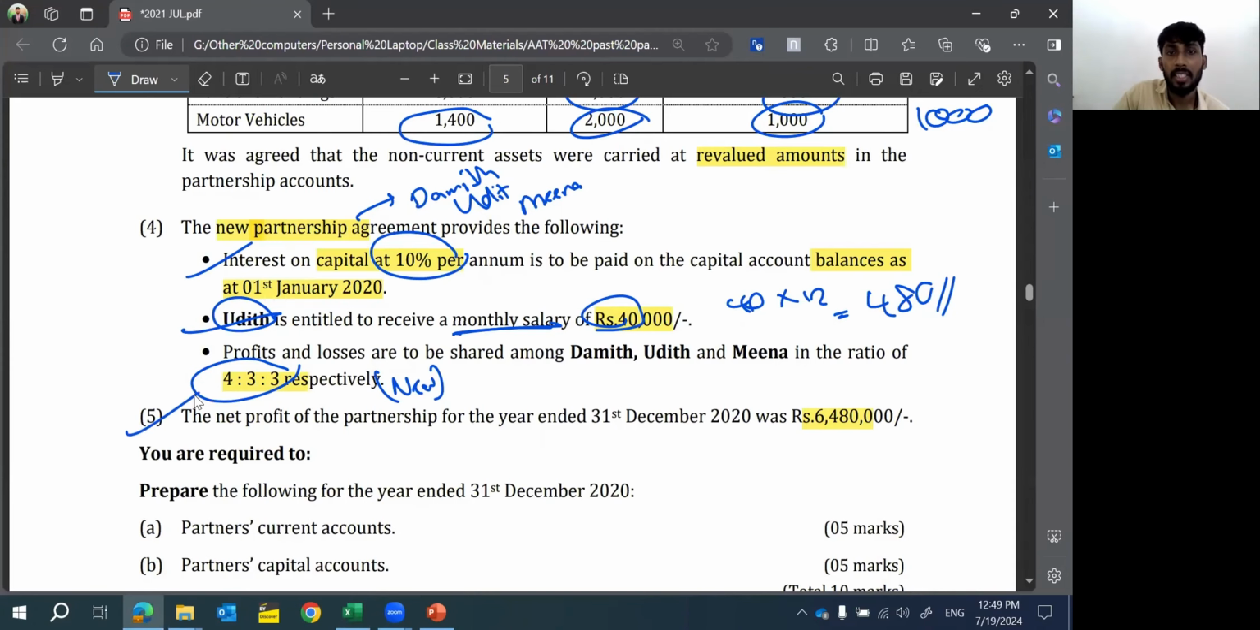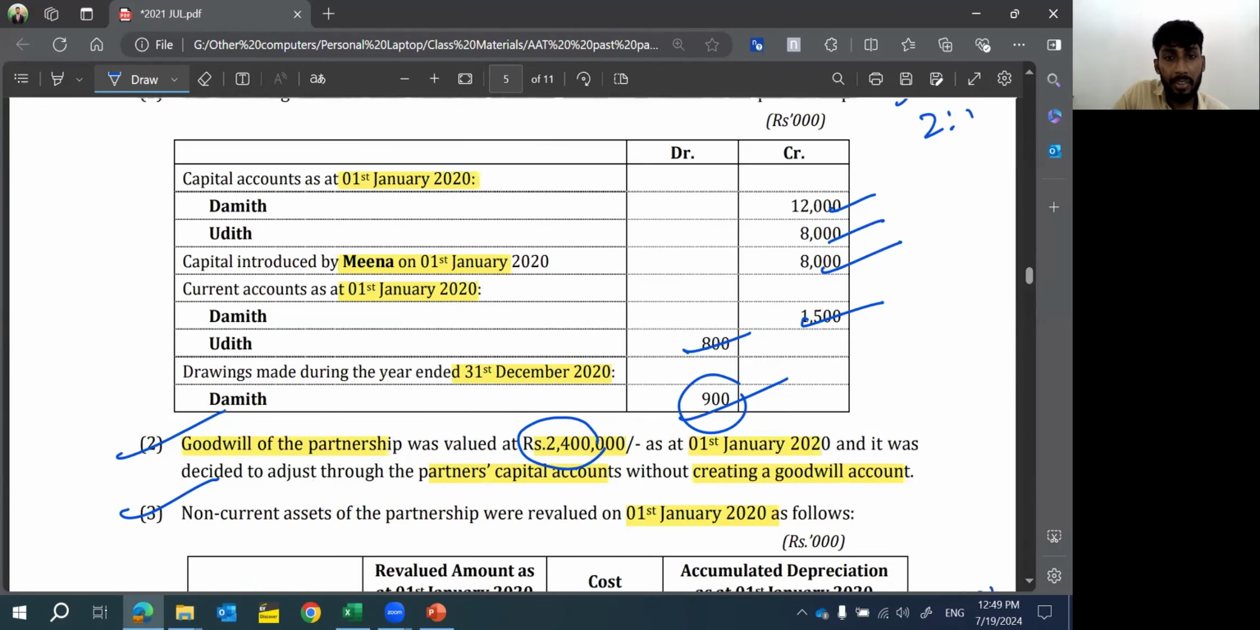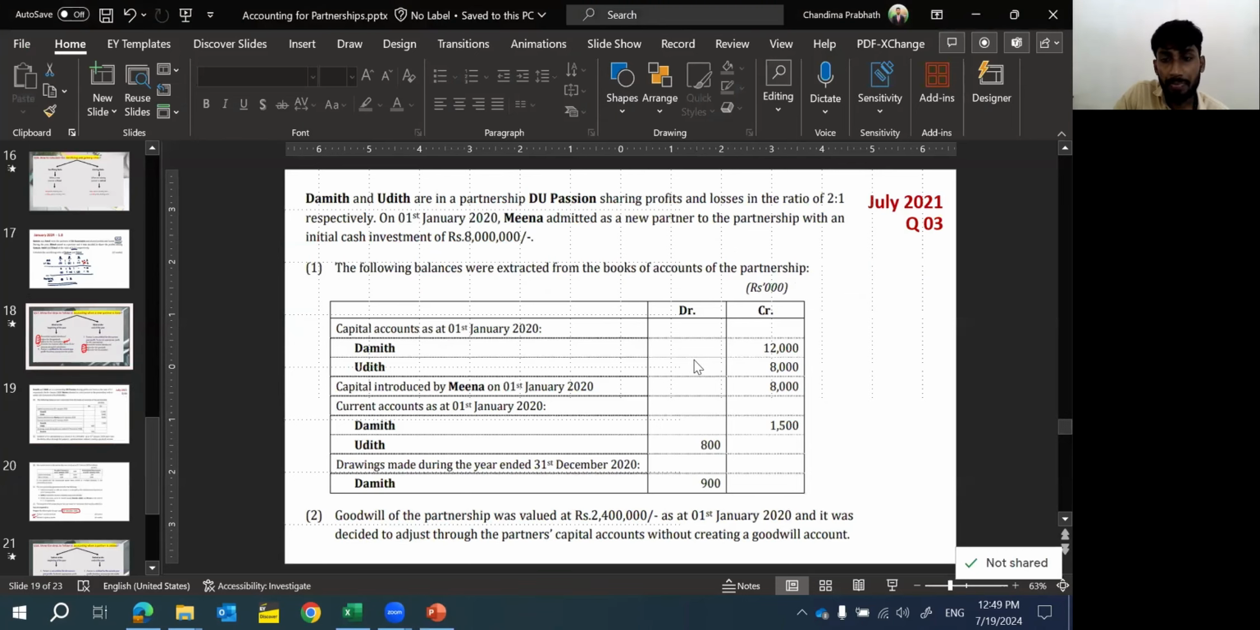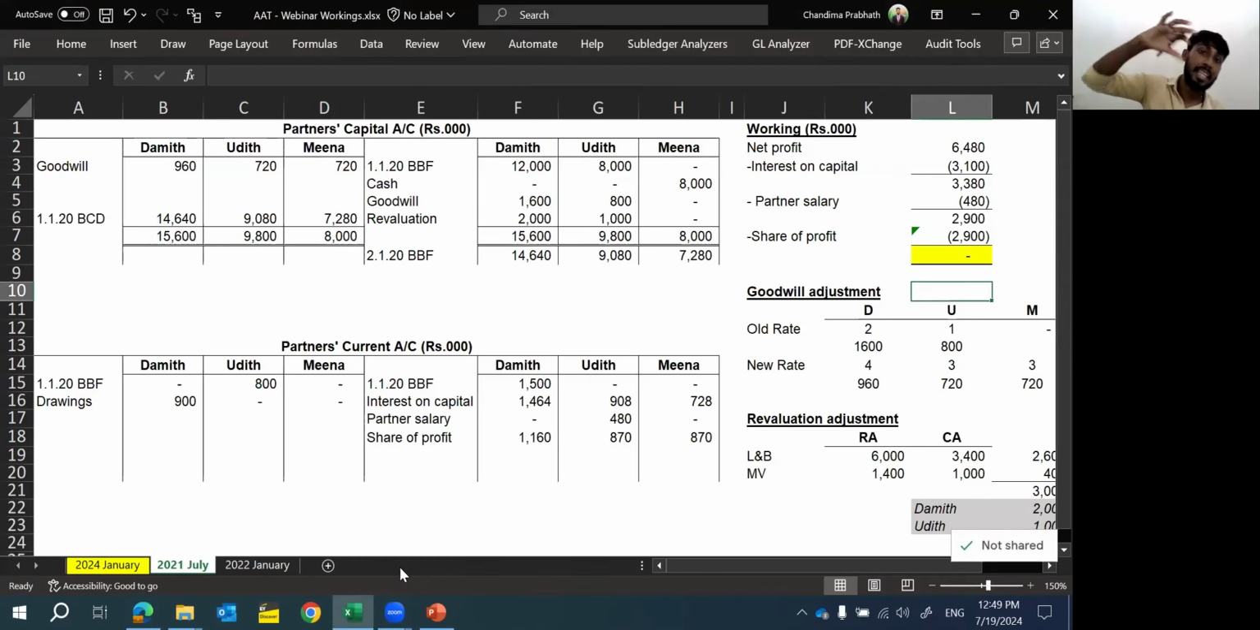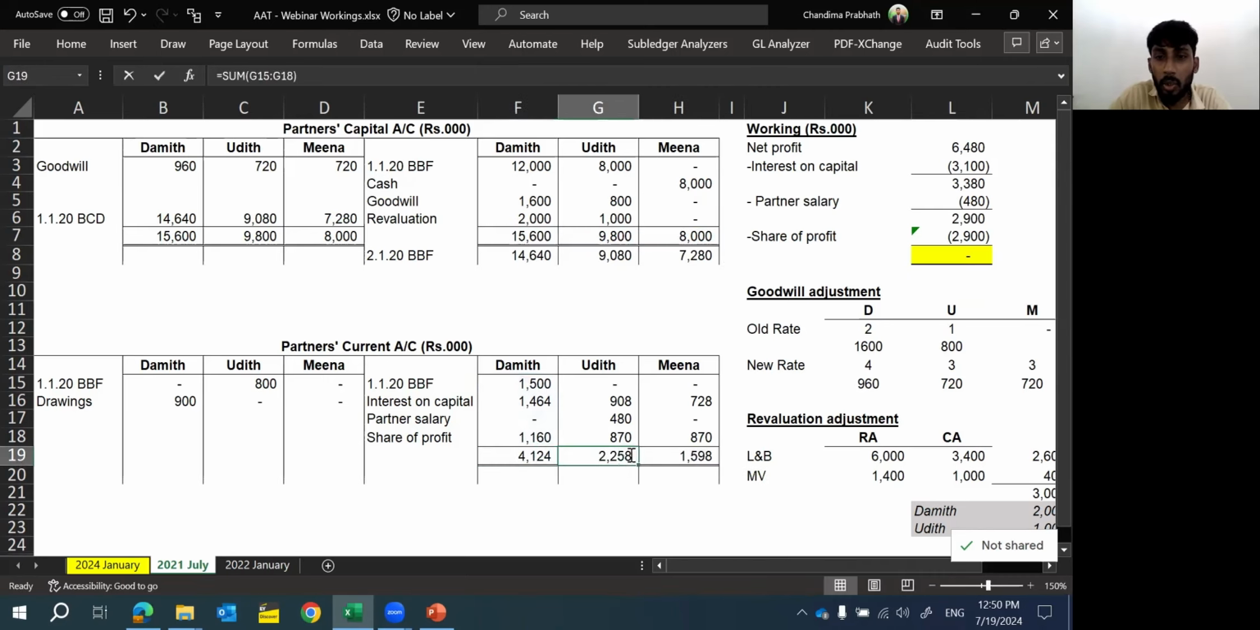So almost all the information was successfully completed. Now, if you look at the process that I told you, first of all, we record the capital introduced, then adjust for the goodwill, then adjust for the revaluation, then the profit entitlement, because this person entered into the organization at the beginning of the year. Now what we can do is balance off these accounts. You can do that later, peacefully.